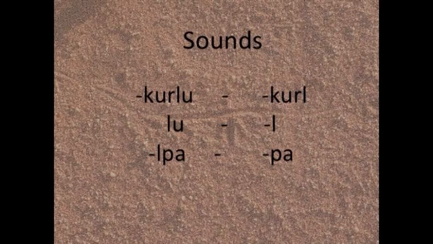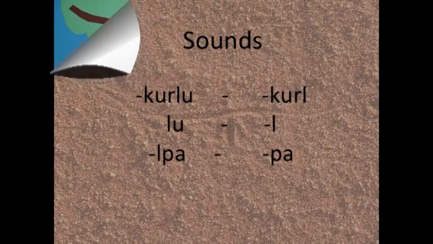Most often Warlpiri words end in a vowel, a, i, or u. One change that's taking place in all of the Warlpiri communities is that sometimes the a, i, or u isn't on the end of the word and the word ends in a consonant.